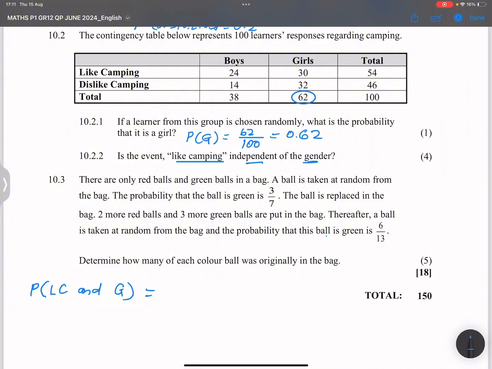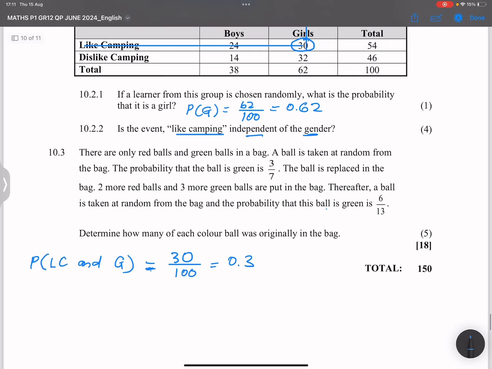Okay, so in this case, like camping, where do we have girls that like camping? So this is girl and this is like camping. So 30 girls like camping. So the probability of like camping and girls would be 30 divided by 100. So that would give me 0.3.